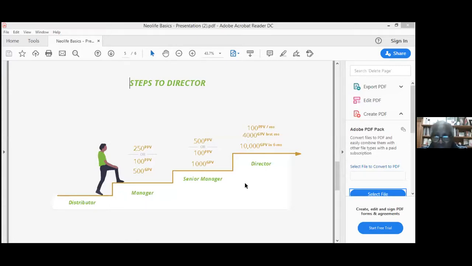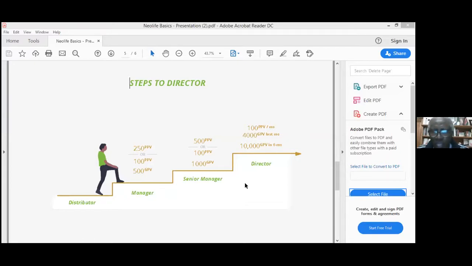The next step is to become a senior manager. To become a senior manager, you do 500 personal PV, or you do 100 PV on your own and 1000 PV with your group. Then you become a senior manager.